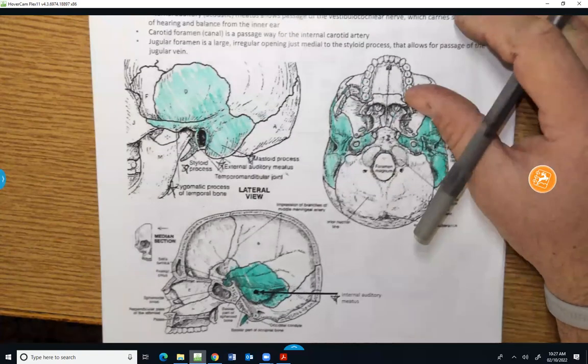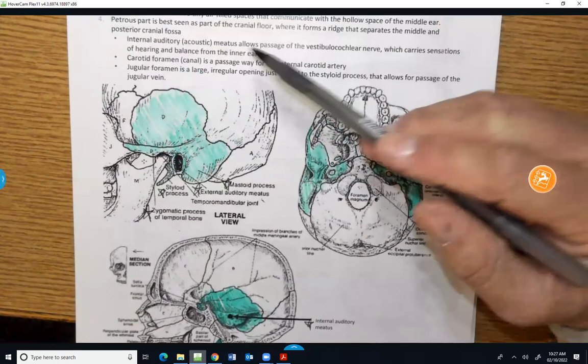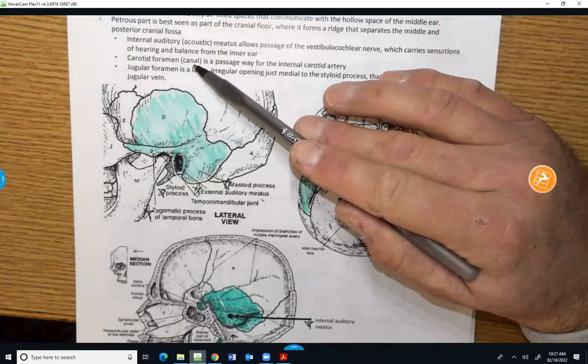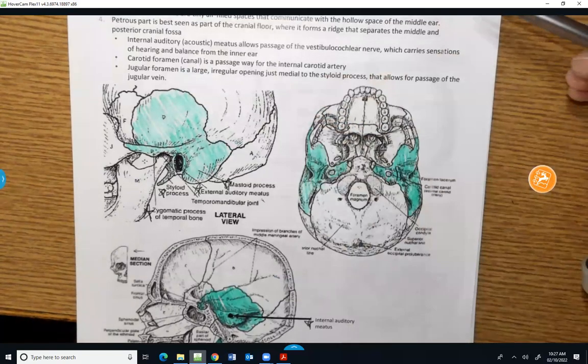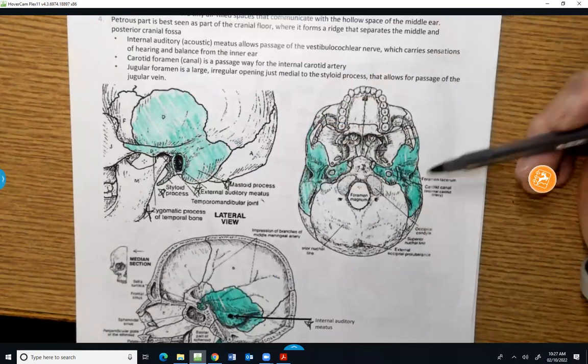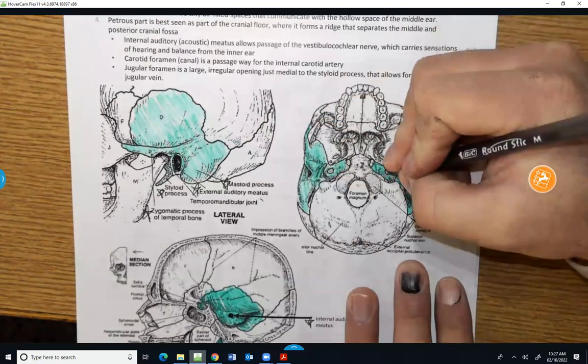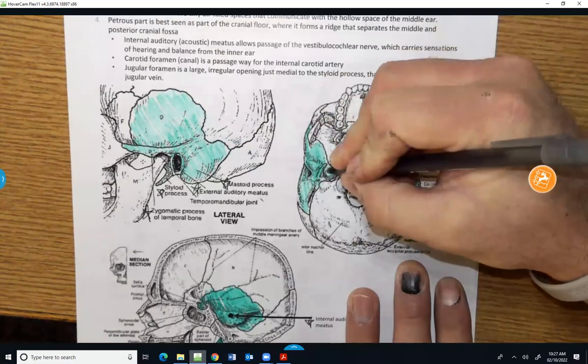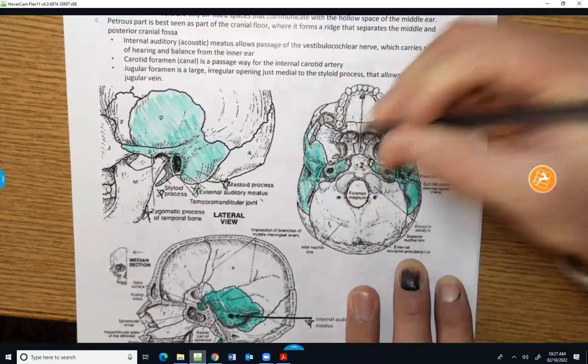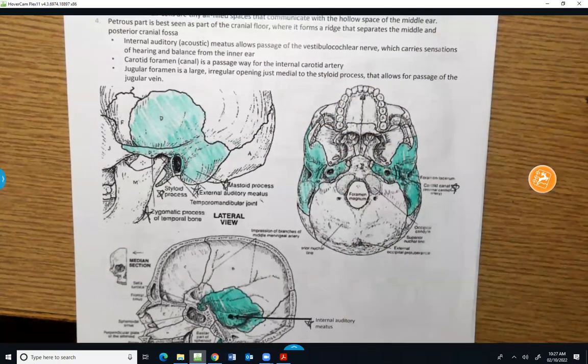Other structures I want to talk about include the two carotid canals or foramina, and what we call the jugular foramina. The carotid canals, you can see, are labeled here very nicely. I'm going to darken them in. These are two holes, one on each side, that allow blood to travel up by way of the internal carotid artery to feed our brain. So obviously very, very important. This is how our blood is able to travel into the cranial cavity to feed the brain.